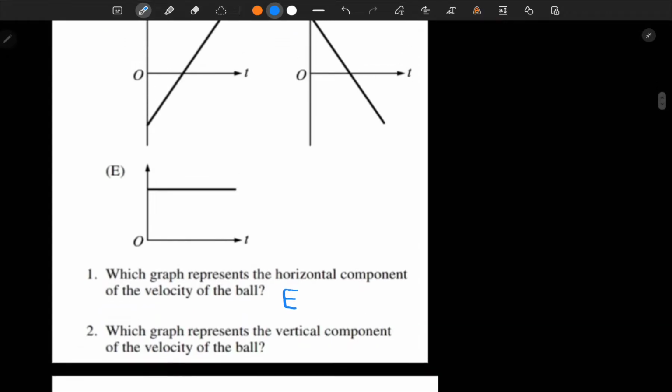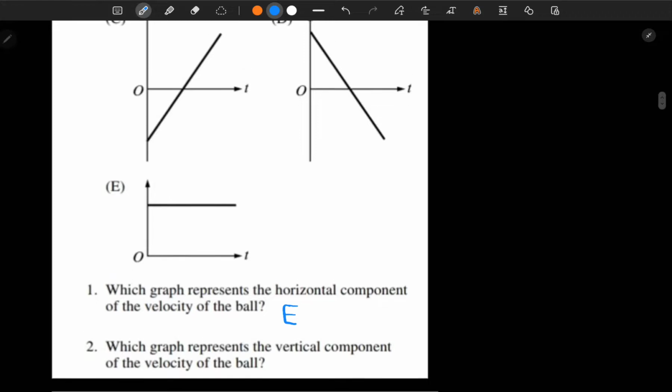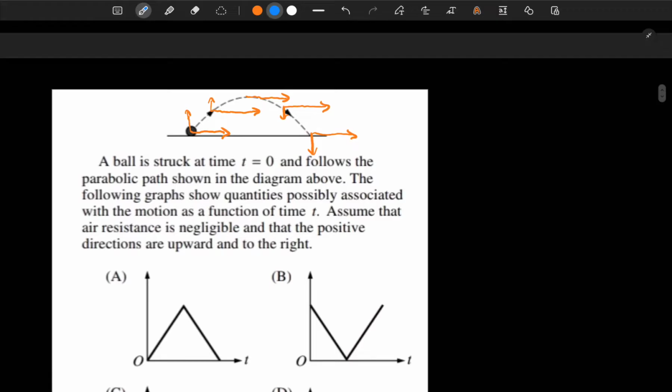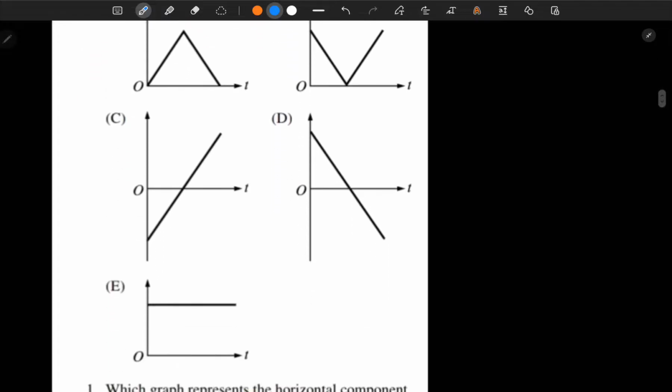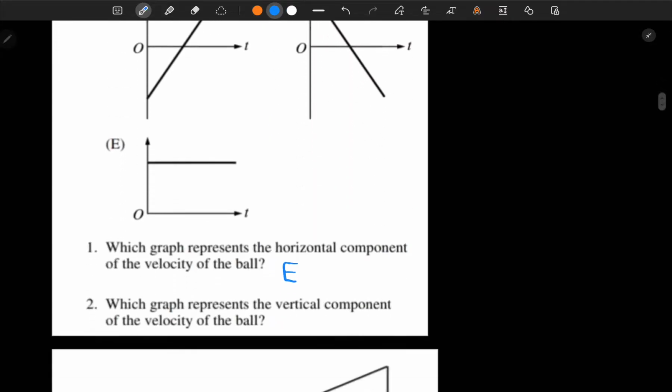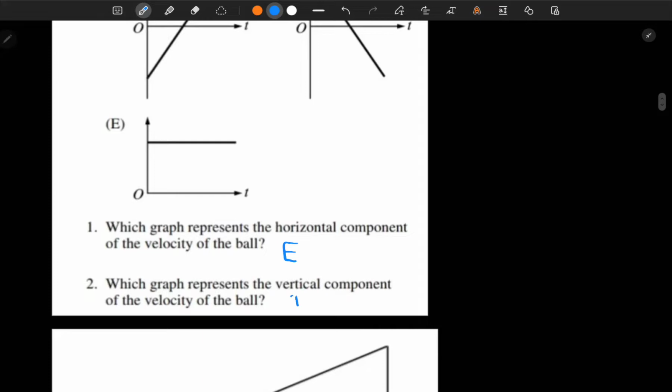Then we wish to find the graph which represents the vertical component of the velocity of the ball. Well, as we see here, we know that initially it's positive and the largest it can be. At the midpoint, it is 0, and at the end, the vertical velocity is the most negative that it can be. The only graph here that follows all of those criteria is D. So, the answer to 2 is D.